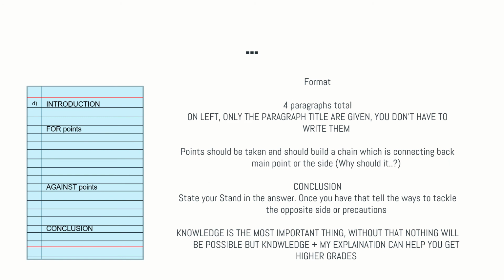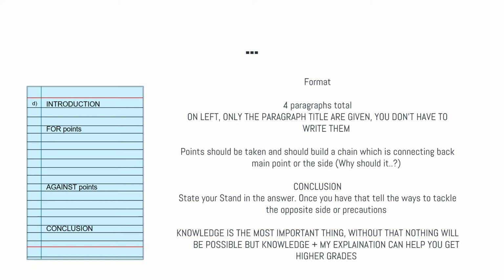4 paragraphs total. On the left only the paragraph titles are given. You don't have to write them. Points should be taken and should build a chain which is connecting back to the main point on the side. Conclusion, state your stand in your answer.